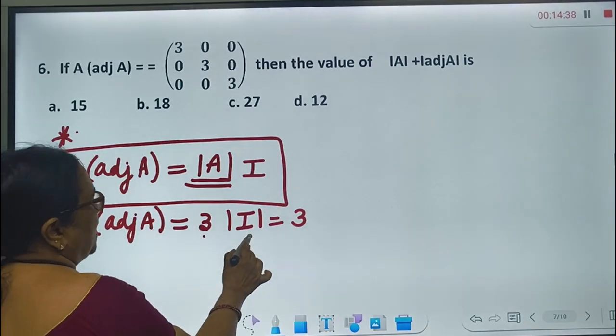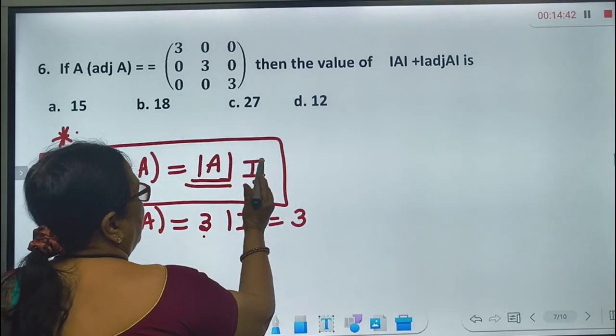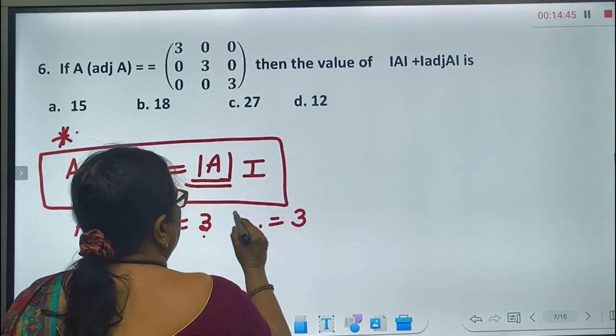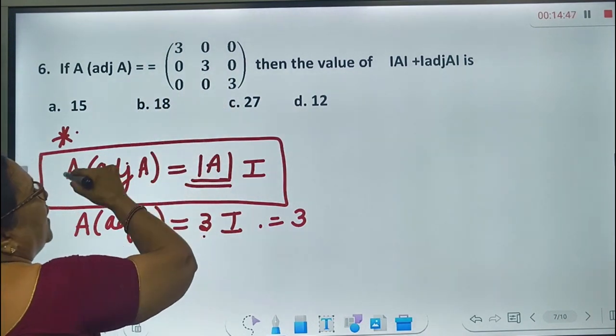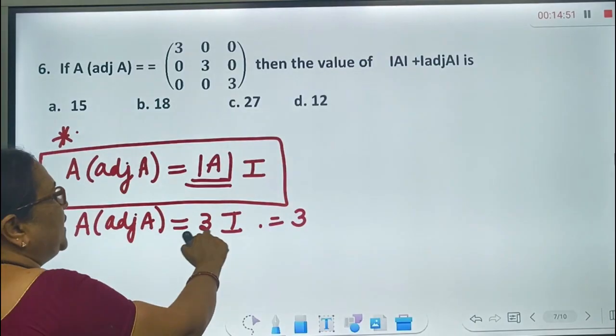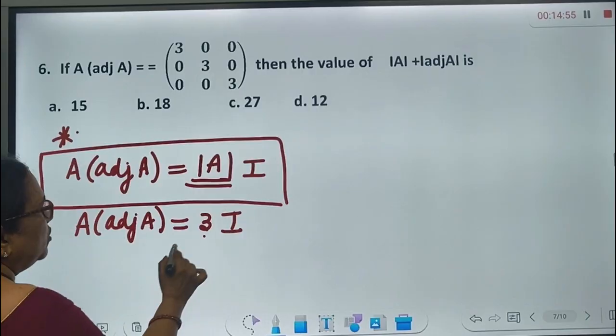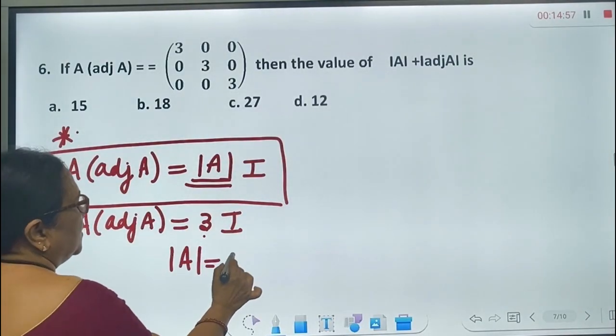See, this is 3 times I. A into adjoint of A is determinant of A into I, so it is 3 times I. It's a matrix, so if I take out 3 from every row, I'll get 3 times I. Therefore, comparing these two, determinant of A is 3.